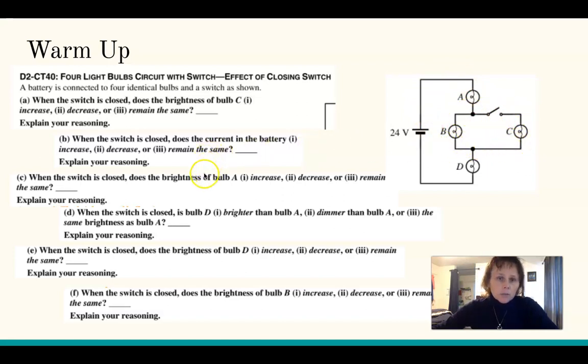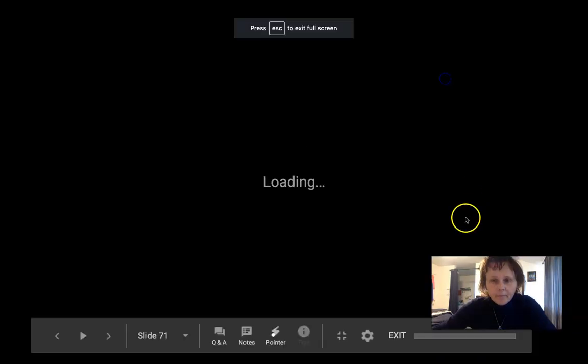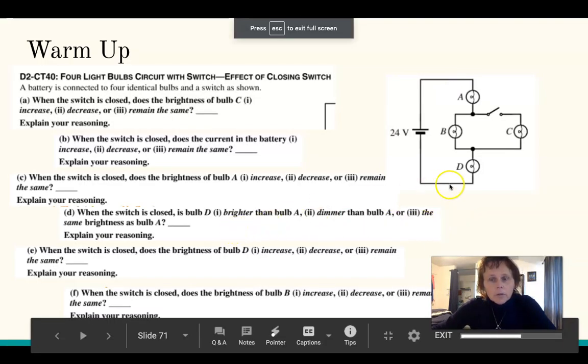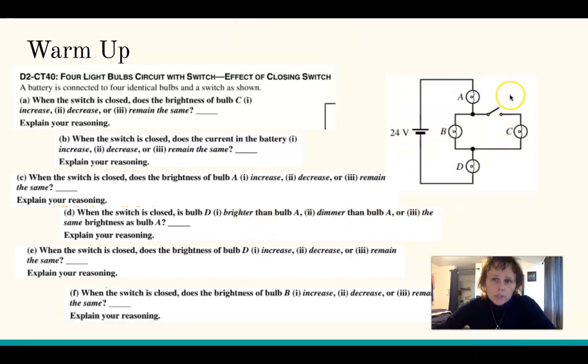I just want to make a note that the brightness of the bulb refers to the power, the energy dissipated through each bulb. So the greater the brightness, the greater the power, the rate of change of energy that goes through the bulb. So the current in the battery increases.